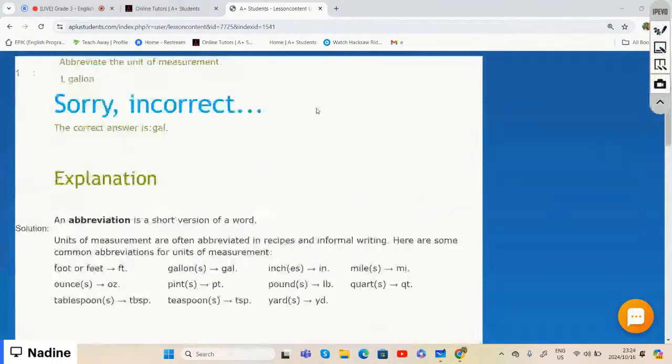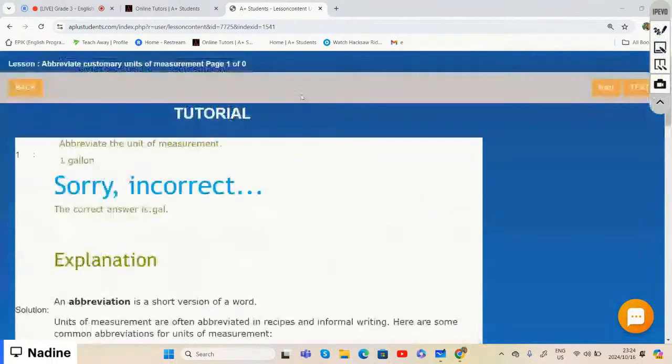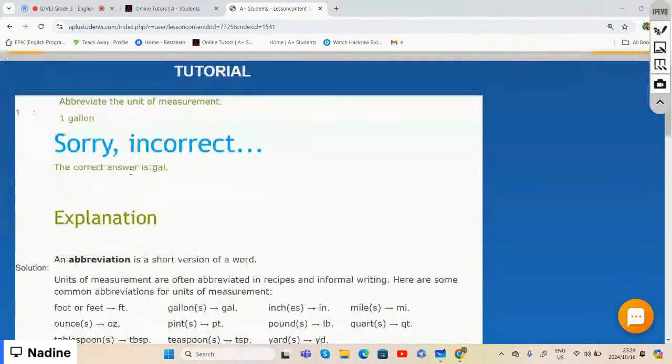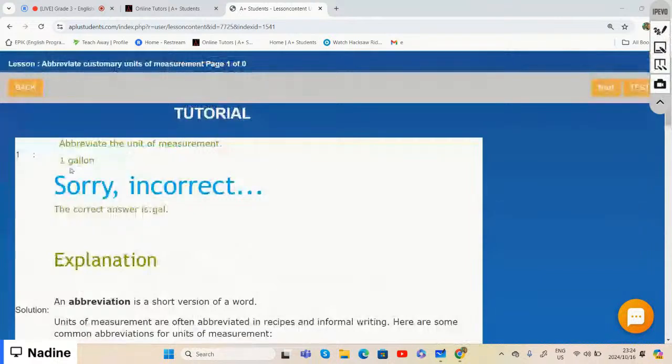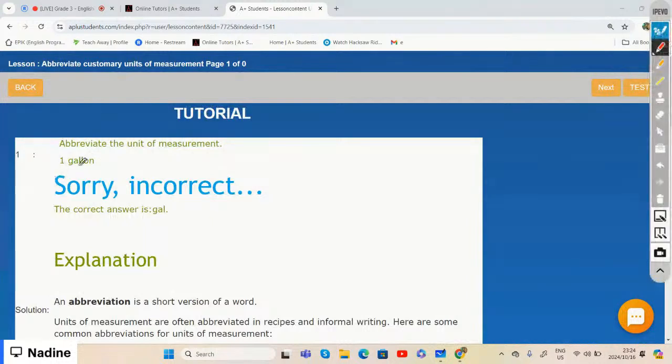Okay, before we go to our test, let us just abbreviate certain units of measurement. If we look at gallon, right? 1 gallon. How are we going to abbreviate the word gallon?